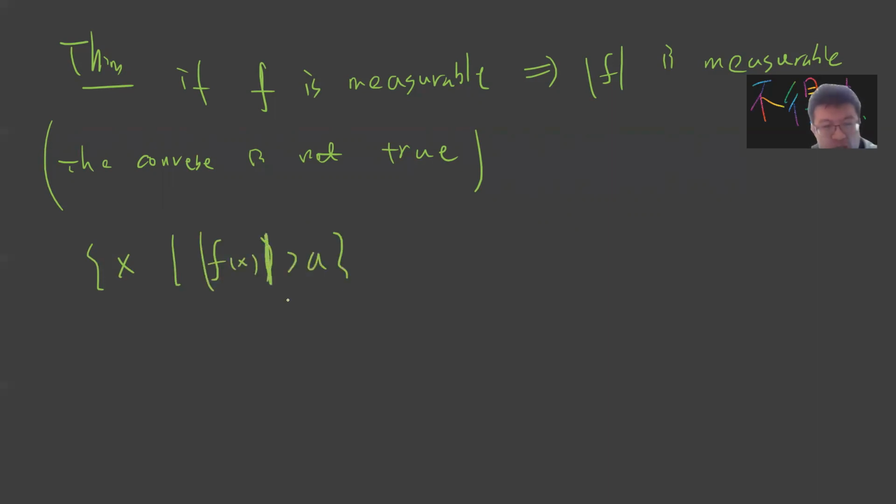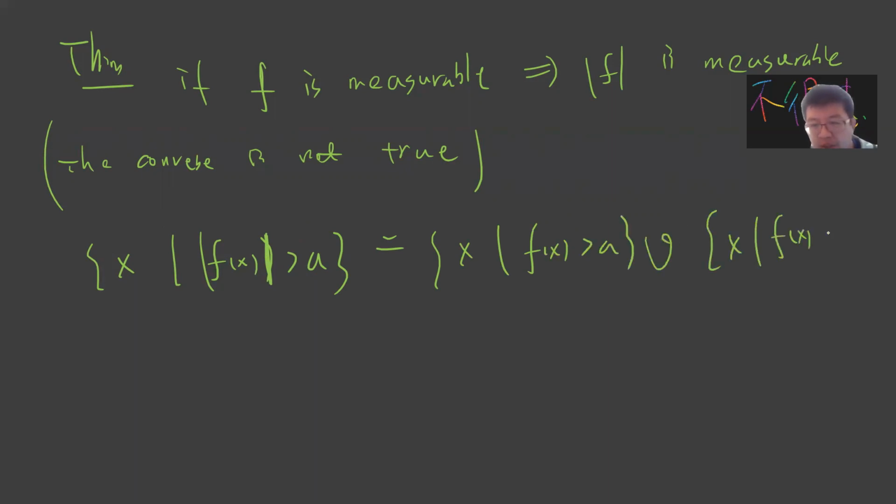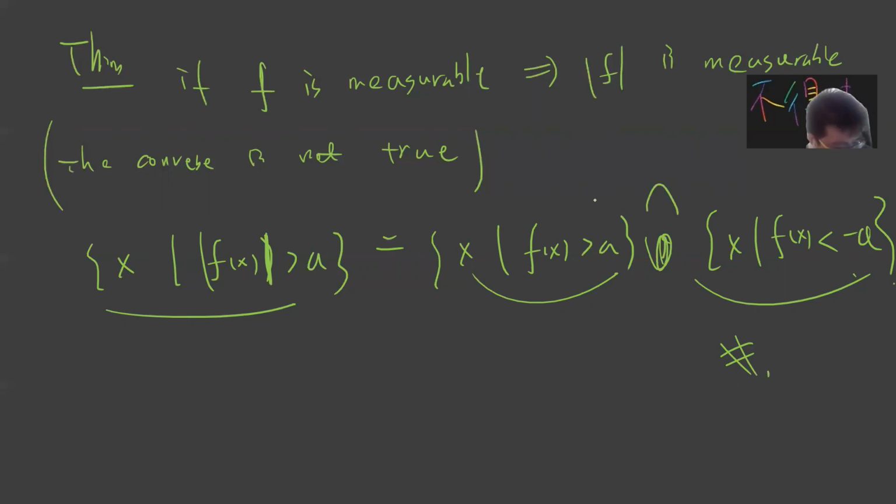I can ask what is this, and I can write this as a. If the absolute value of f of x is greater than a, then there are only two ways. One is f of x greater than a, union the set where f of x is less than minus a. These are measurable, so due to the property of the sigma ring, these are measurable. Oh, sorry, this should be the intersection. Sorry, it should be intersection.